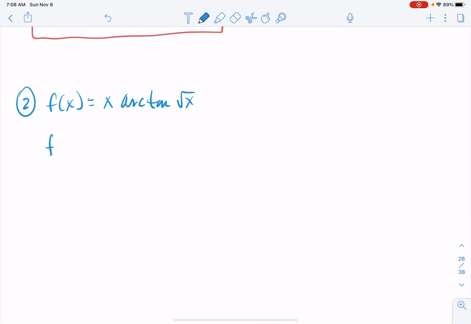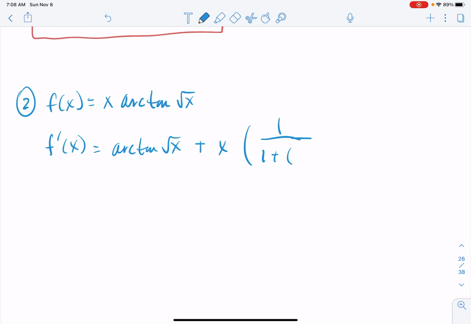Okay, use the product rule. Derivative of the first is 1 times the second one, arctangent square root x, plus the first one, x, times the derivative of the second one. What is the derivative of arctangent of stuff? It's 1 over 1 plus our function, whatever it is, our u here, squared. But since we have a composite function, I need to now multiply it times the derivative of the interior. So I'm going to multiply that times d dx of the square root of x.